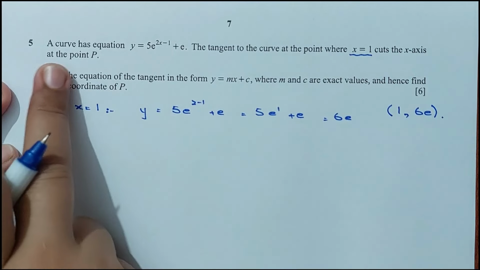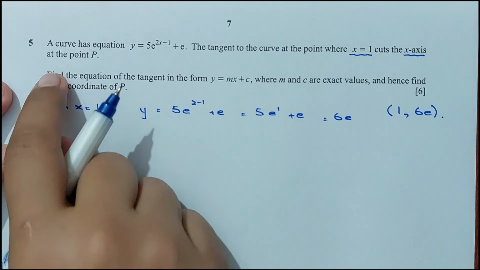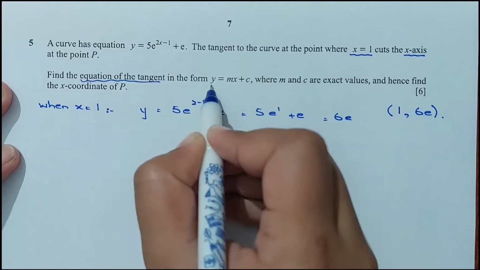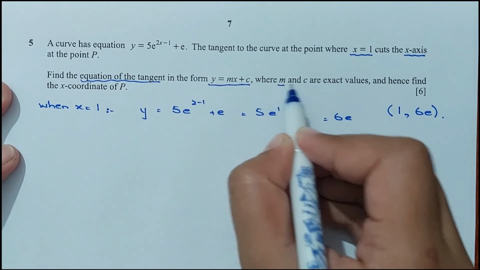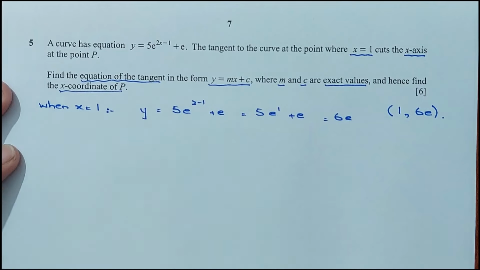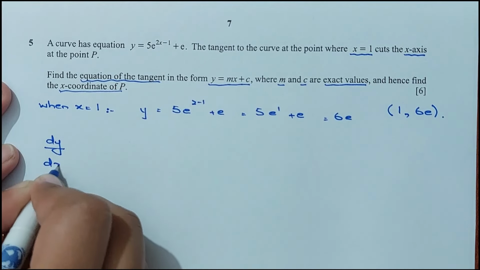It cuts the x-axis at point P. So first we have to find the equation of the tangent. Find the equation of the tangent in the form y equals mx plus c, where m and c are exact values, and hence find the x coordinate of P. So for the equation of the tangent, what do we need? We need the derivative dy over dx at x equals 1.